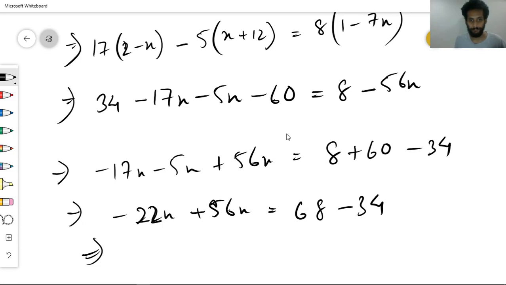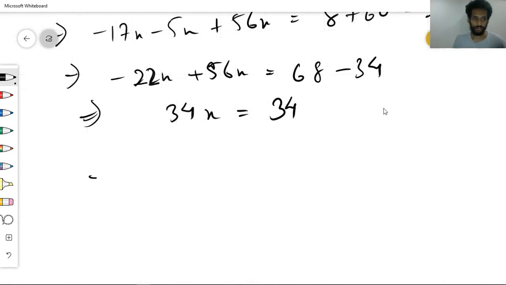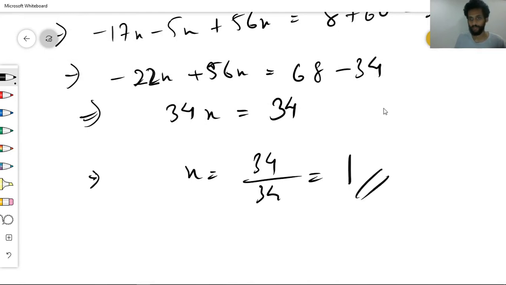So this part will be 34x is equal to 34. So x will be equal to 34 by 34, that is 1. Okay. Let me check the answer again. 7 into 1... 21. Yes, it is correct.